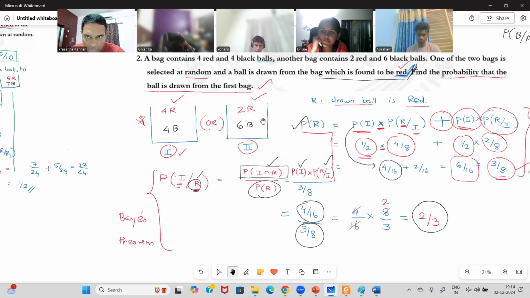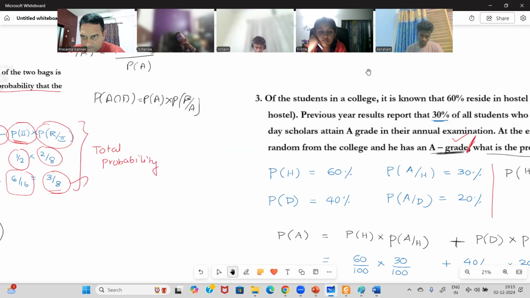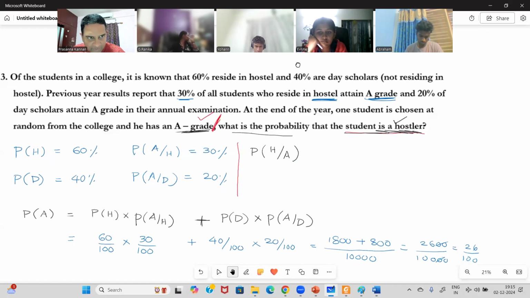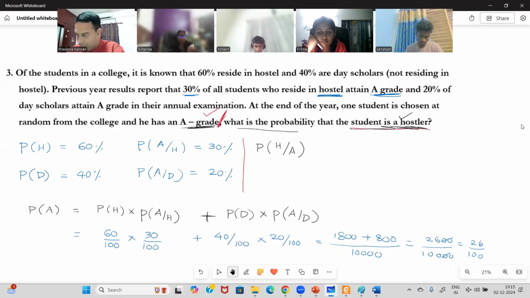Right? I know that I got a red ball, but what is the probability that it came from the first bag? Like that, right? Do you understand this? Because the moment you get your symbol right, everything else falls in place. Any questions on this, Evelyn? This is what is asked.